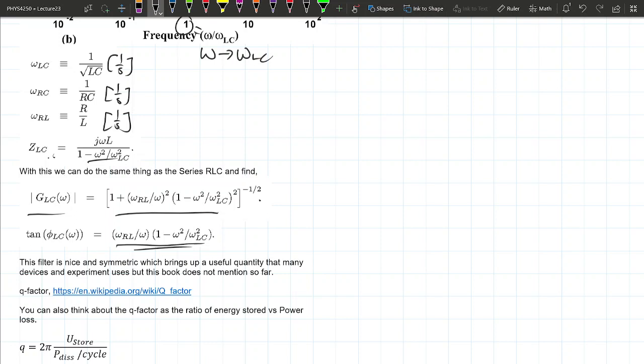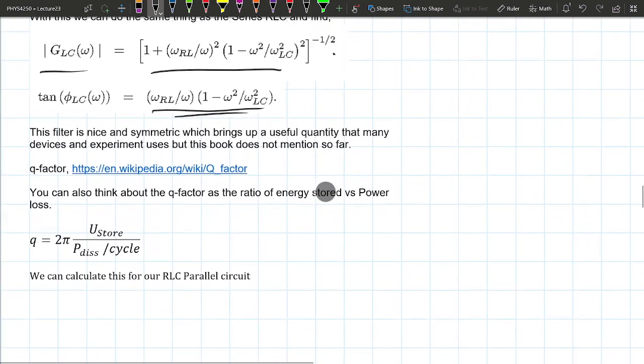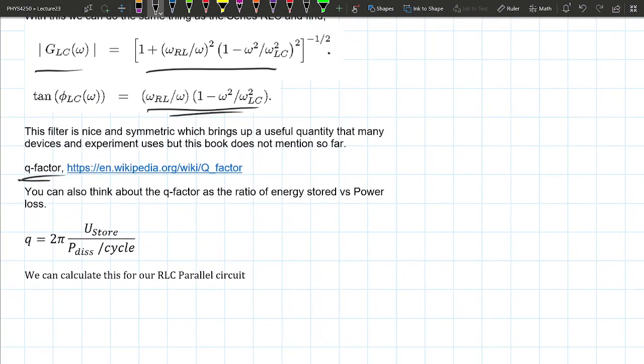What I want to do with the remaining 20 minutes or so is to cover something that the book doesn't cover, and I don't understand why this book doesn't cover it. It's one of the most important things that people talk about if you ever work on signal processing electronics. It's this idea called the Q factor. I think it stands for quality, but people just call it Q. Don't associate any word with it.